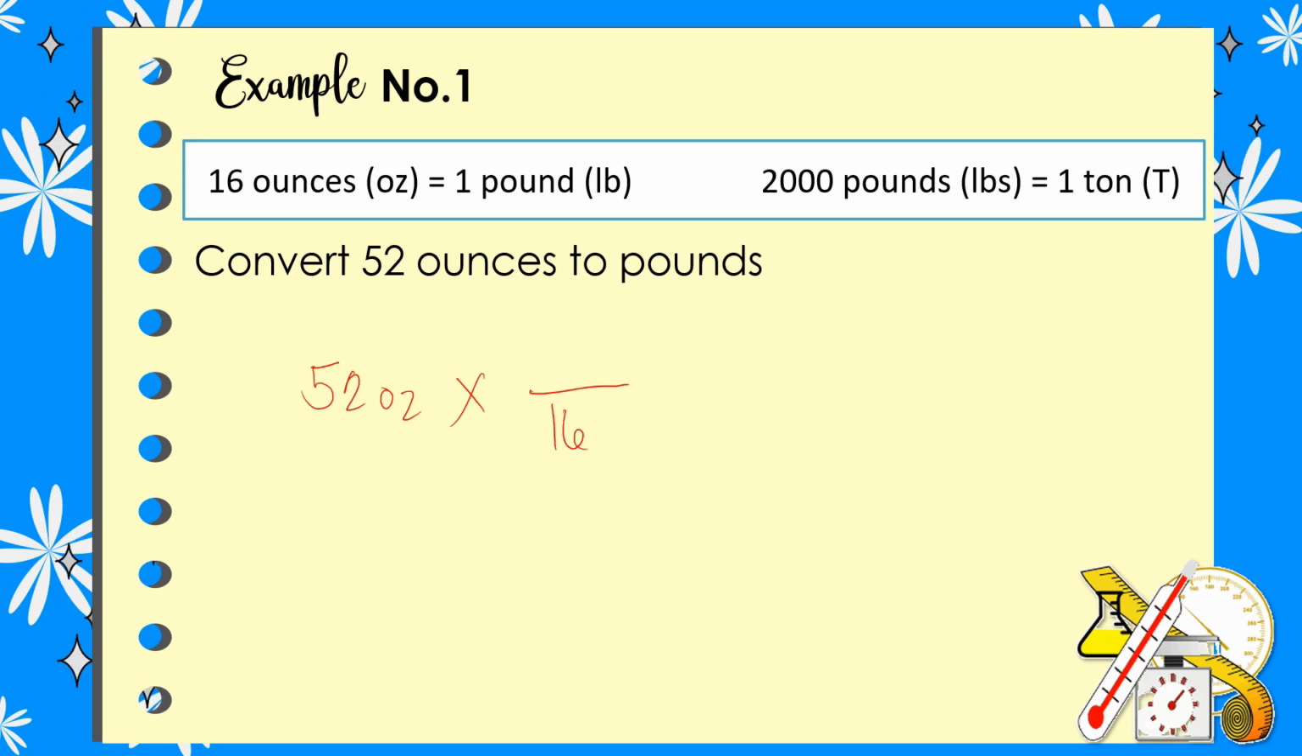Kailangan parehas ng unit yung nasa ilalim. So, that would be 16 ounces. Sa itaas yung 1 pound. So, kuhanin na natin yung magiging sagot. I-cancel out muna natin yung magkaparehong unit. So, 52 times 1 divided by 16, the answer is 3.25 pounds. So, when you convert 52 ounces to pounds, the answer is 3.25 pounds.